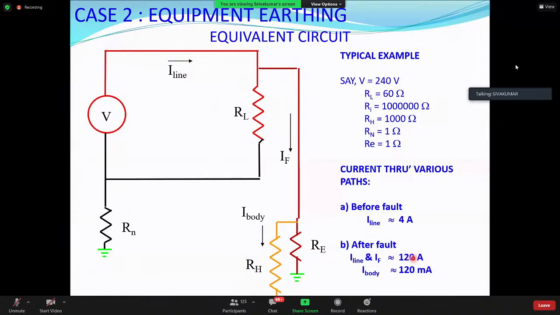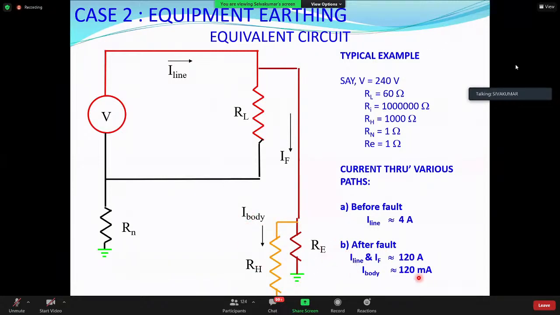The current through this path will be 120 by 1000. Human body resistance is 1000 ohm. There will be a 120 volt drop here. So 120 milliampere current will flow through the human body. This 240 is divided into this 1 ohm and this combined resistance of 1 ohm. So 120 volt will drop here, 120 volt will drop here. This 120 volt divided by the human body resistance of 1000 ohm, worst condition, 120 milliampere will flow.